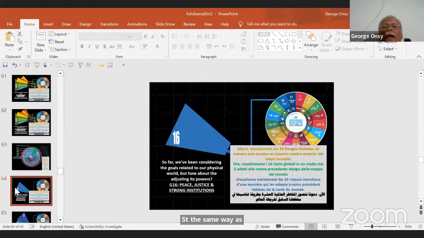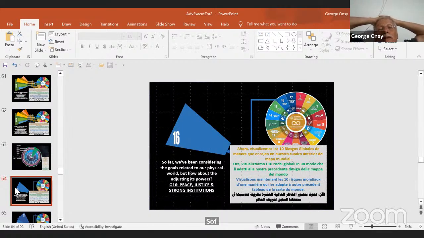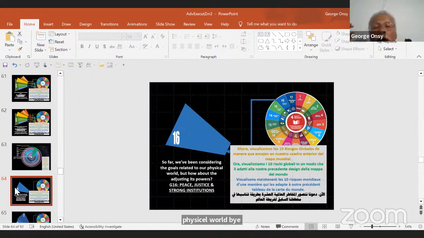Okay, now how about number 16 and 17? This is a big question. So far, we have been considering the goals related to our physical world, like climate, industry, energy, food, hunger, all that stuff.